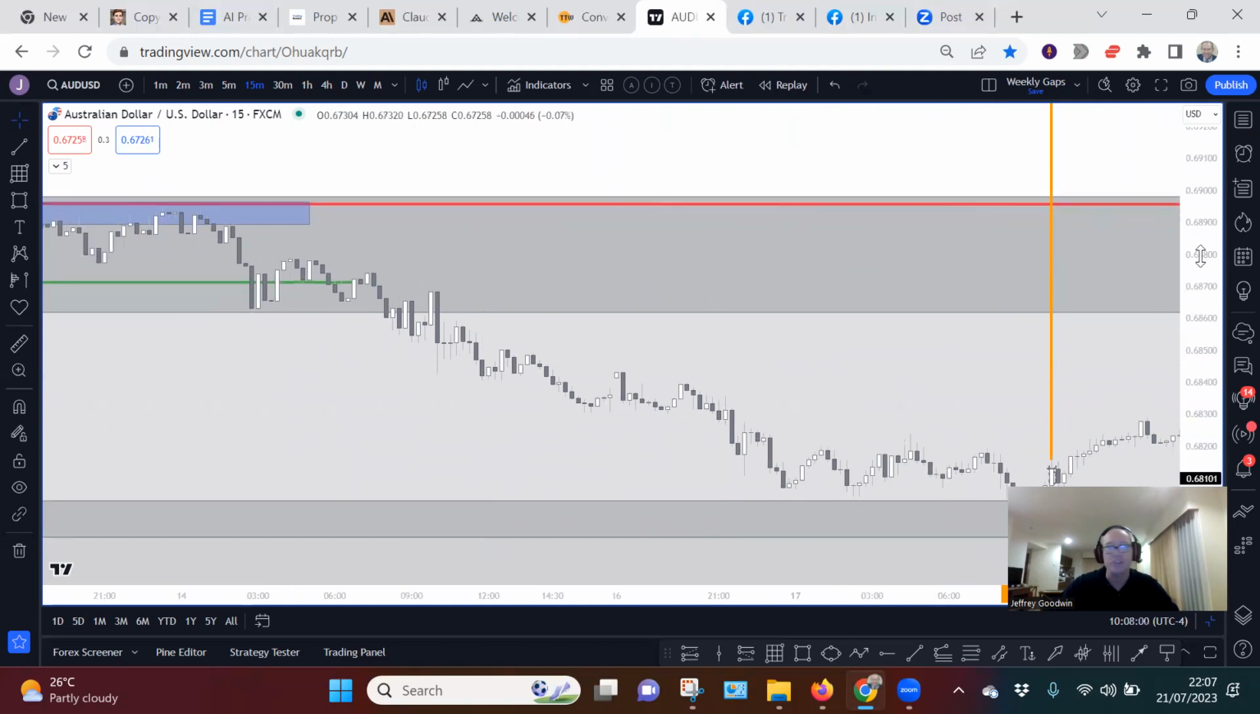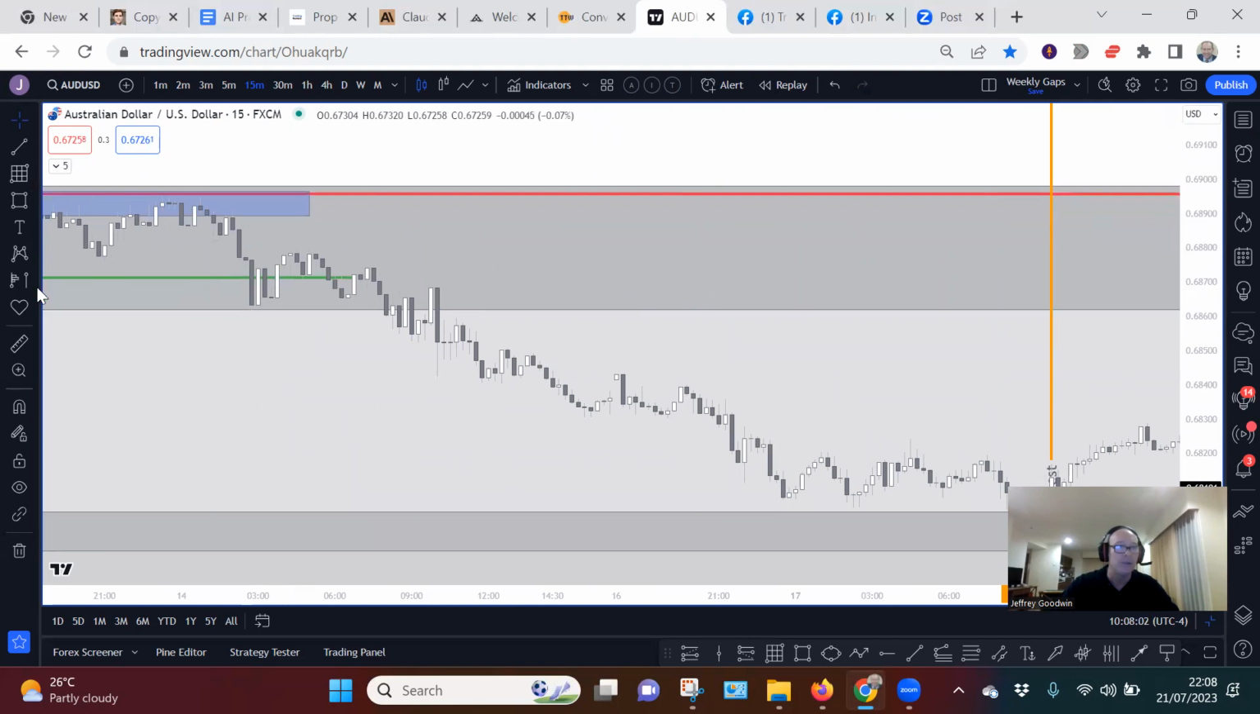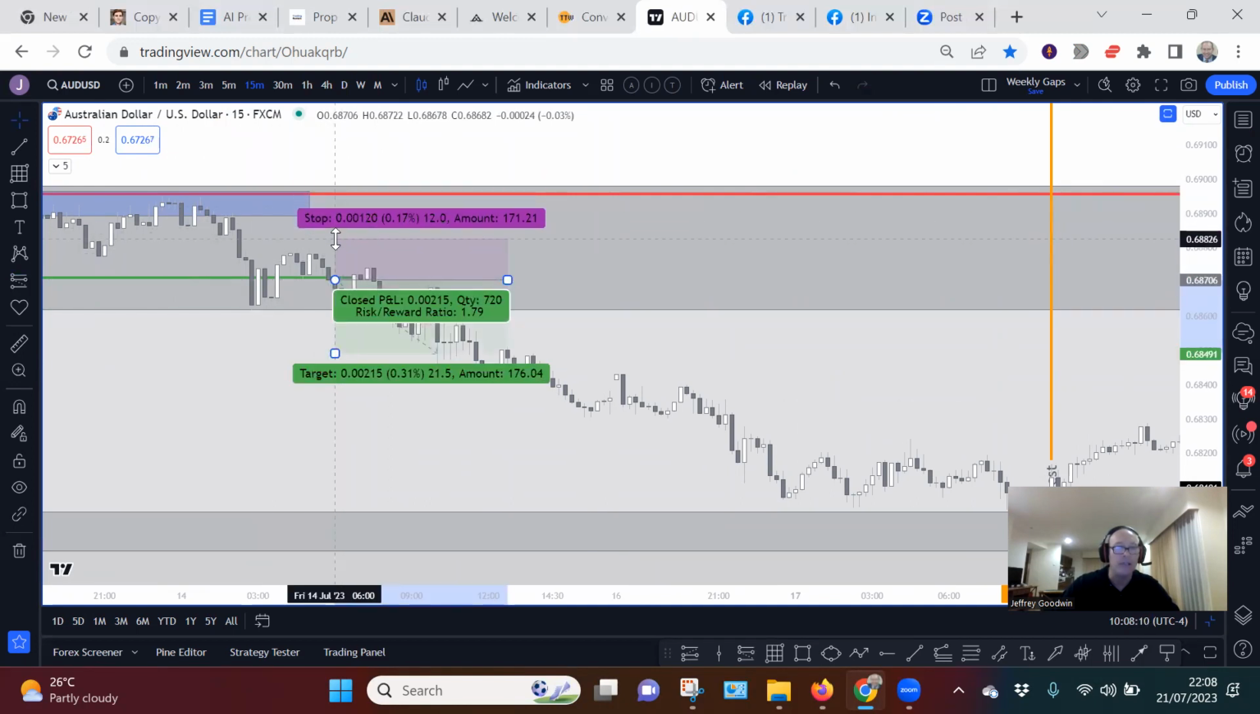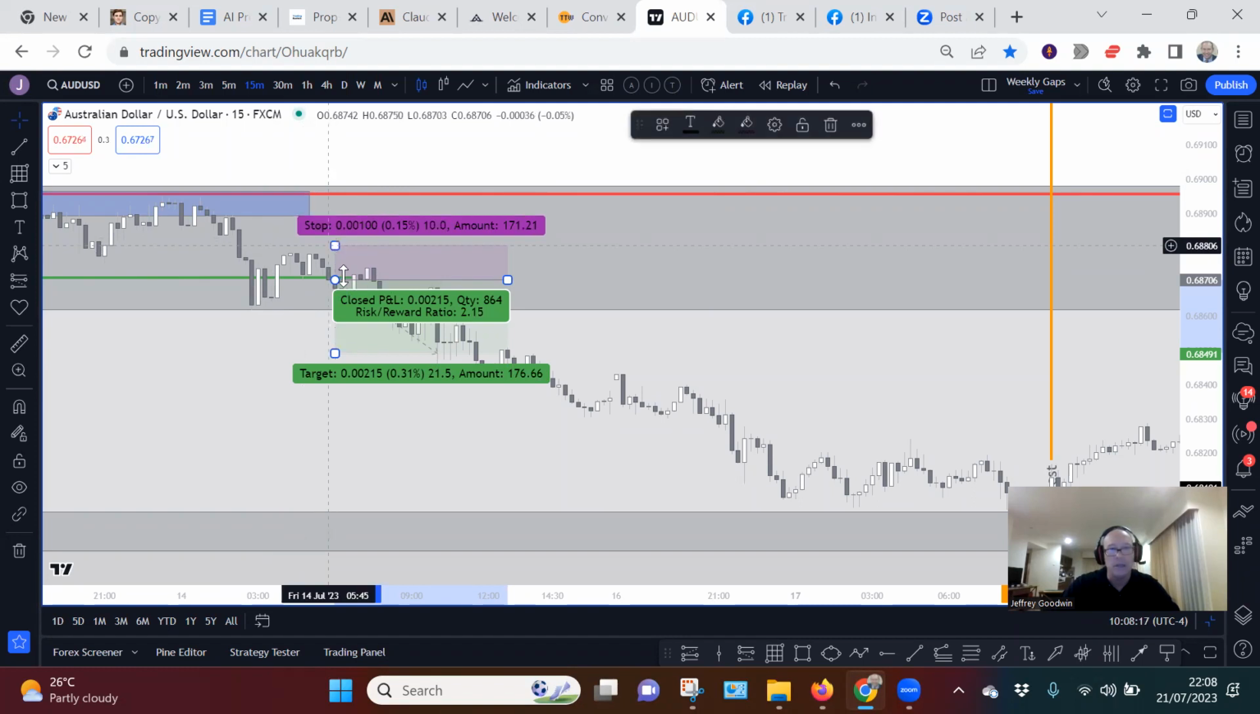So let's look at this from a risk to reward point of view. Let me just do this here. Short position. If we entered on the breakout of there, if we put the stop loss above there, you see, I've not put it too tight, although I could.